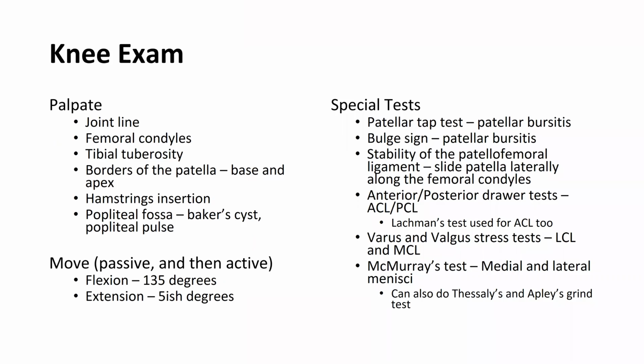When you're doing your knee exam, again, do the PMS. Palpate for your joint line, your femoral condyles, tibial tuberosity, borders of your patella, just like jiggle it around a bit, hamstring insertion, popliteal fossa, and you're looking for Baker's cyst and popliteal pulse. That's a really important area because that's where all of your anastomosis and your major vessels are. And then move it passively and actively. Special tests in this area are your patella tap tests, your bulge signs, your stability of the ligaments there, anterior and posterior draw tests, varus and valgus tests, and then the McMurray's tests.